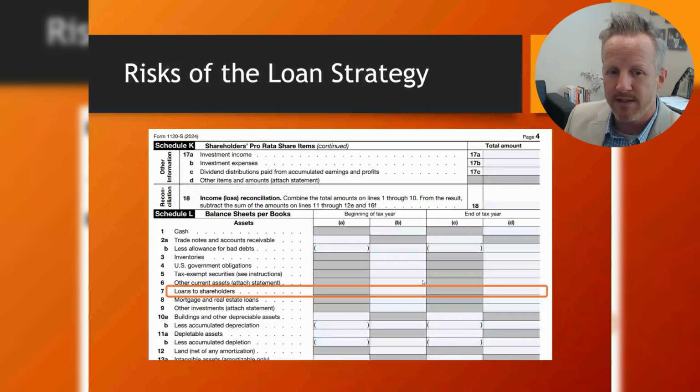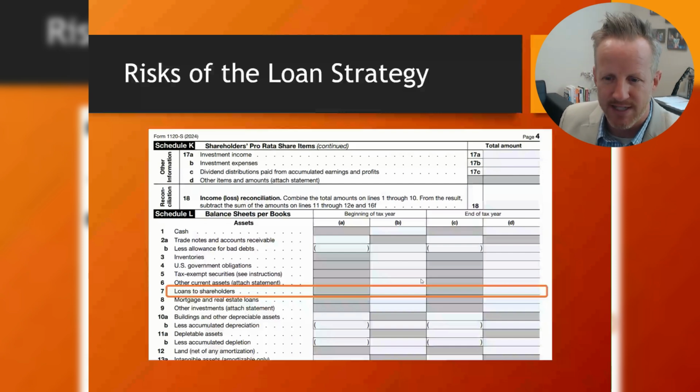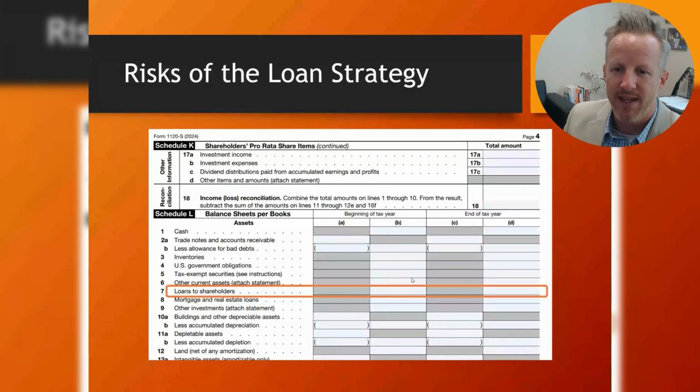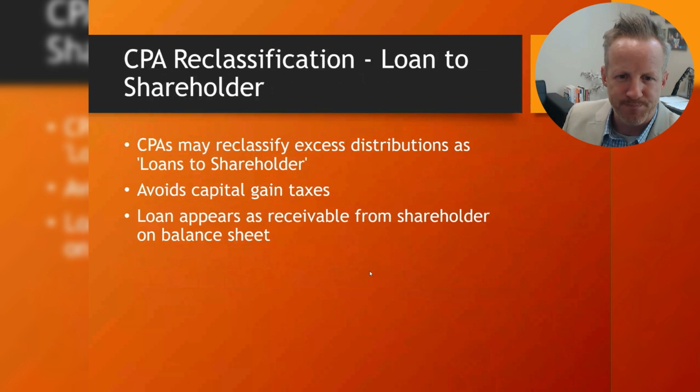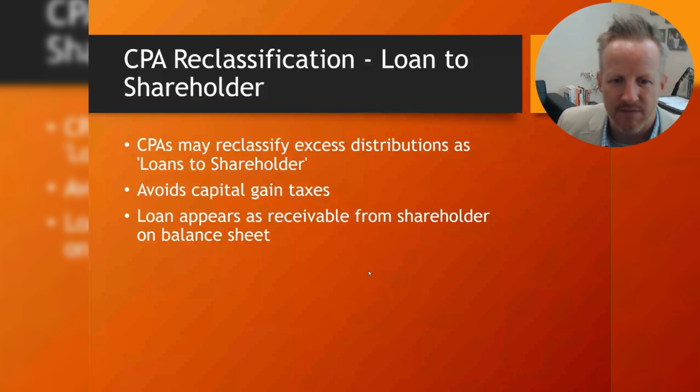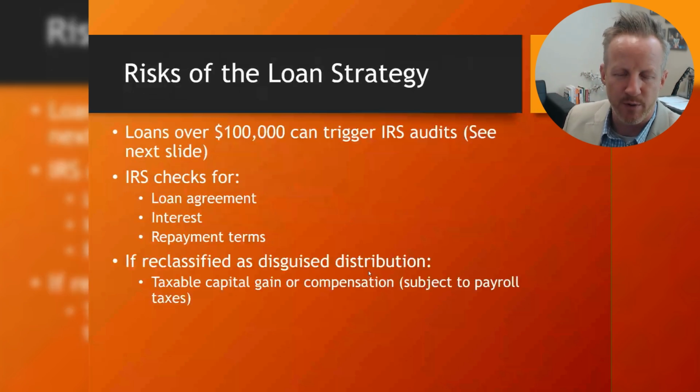So although we're willing to allow some reclassification of those distributions from being originally a distribution to changing them and calling them a loan, which therefore allows you to avoid paying the excess distribution tax, that's good. We save paying the excess distribution tax, but now we've got this loan to shareholder, and it could raise a concern. So I'm going to talk about that a little bit more here in a moment. But that's what we tend to do. We reclassify it as a loan to shareholder. It avoids the capital gains taxes at the federal and state level, and it now appears as a receivable.